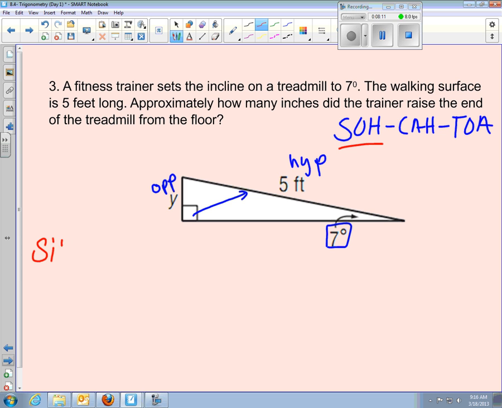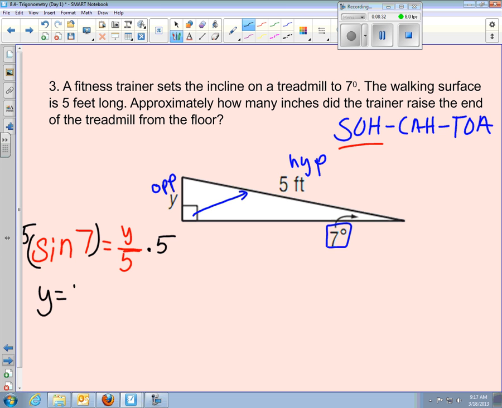So now we have sine, and we actually have our angle measure here. Sine of 7 degrees equals our opposite, y, over our hypotenuse. Now we want to solve for y, so we want that y by itself. So we need to get rid of that divide by 5. Well, think about what's the opposite of dividing by 5? Multiplying by 5.